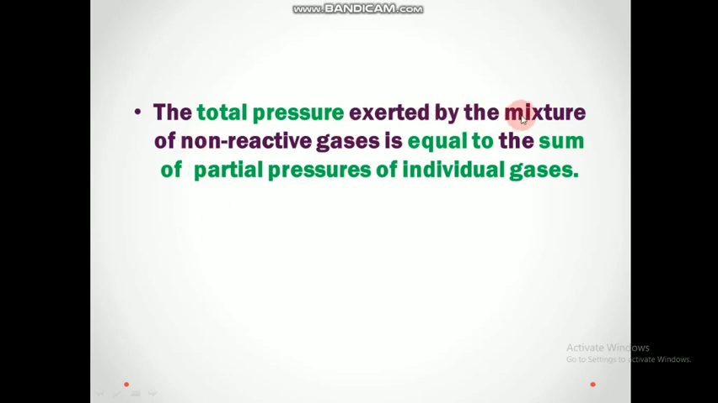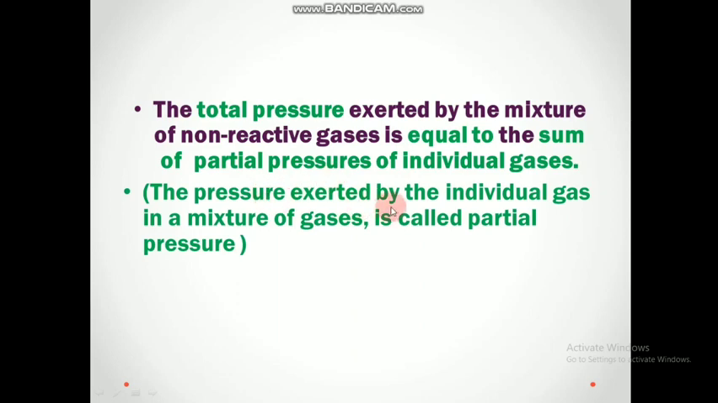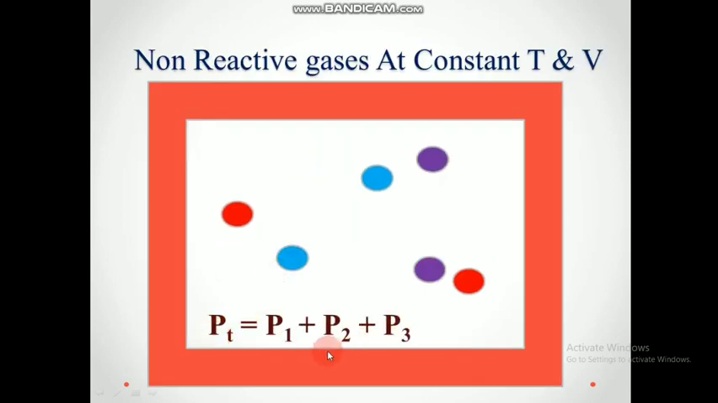So the total pressure exerted by the mixture of non-reactive gases is equal to the sum of partial pressures of individual gases. So what is partial pressure? The pressure exerted by the individual gas in a mixture of gases is called partial pressure. So in this case, when we have this equation, P1, P2 and P3 are partial pressures of A, B and C. So that's what partial pressure means.